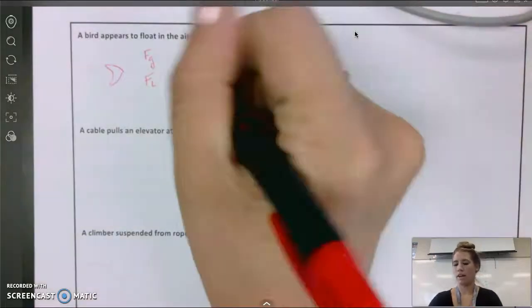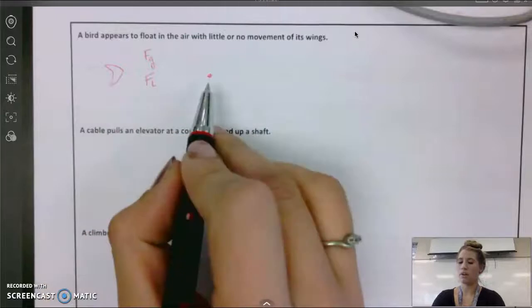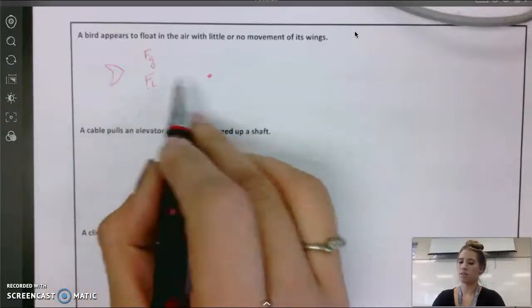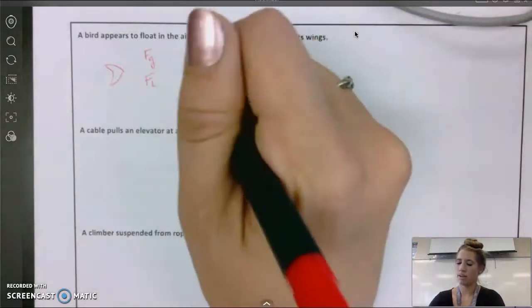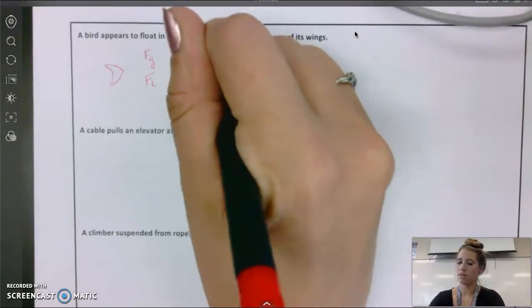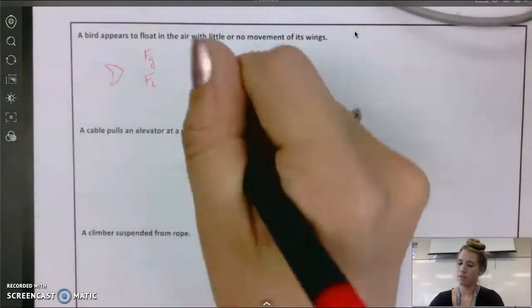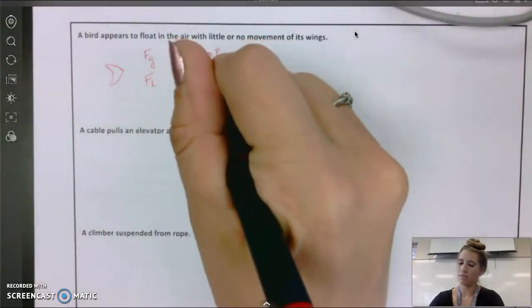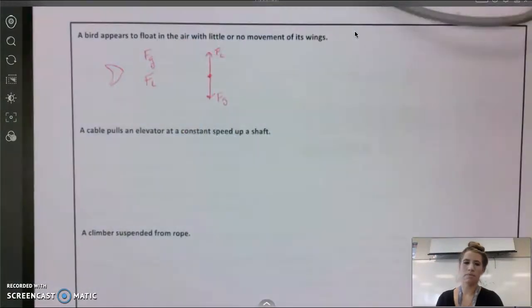Okay, so when I have a picture of my bird, I recognize the forces. Now I'm going to do my free body diagram. I'm going to represent the bird by a dot, and we have our force of lift done by the wings, and then we have our force due to gravity. And it's going to be equal and opposite, okay? Because the bird isn't rising or falling, it's stationary.